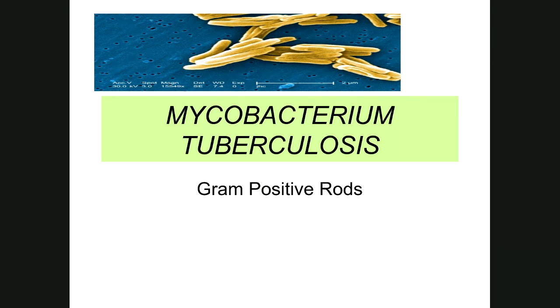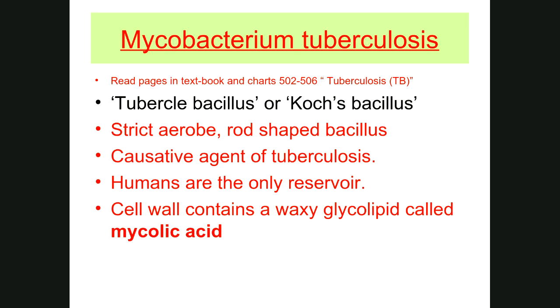Okay, moving on, the last of the gram-positives we're going to look at is going to be Mycobacterium tuberculosis. Mycobacterium tuberculosis is an acid-fast bacteria. It's also called Koch bacillus or the tubercle bacillus. It is the causative agent of tuberculosis. Humans are the only reservoir. And the organism is acid-fast, which means it has a mycolic acid capsule cell wall, which is the root of its pathogenicity.